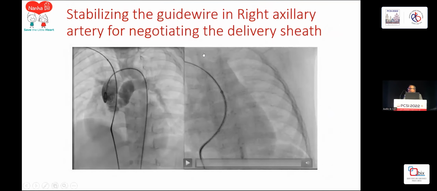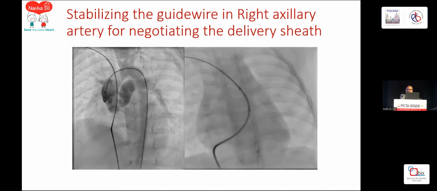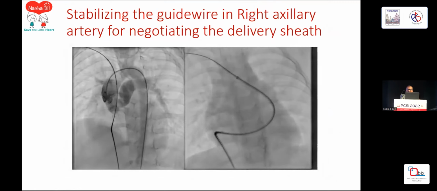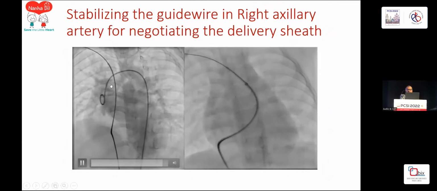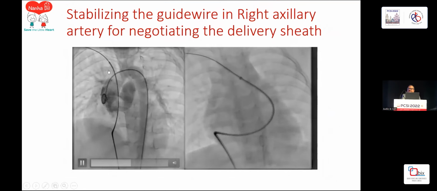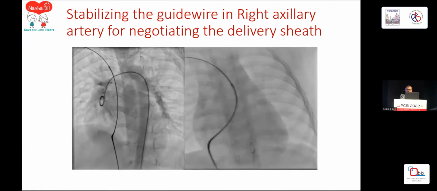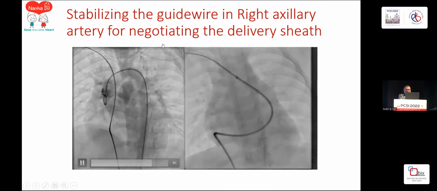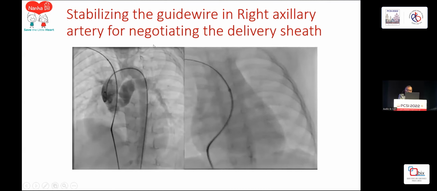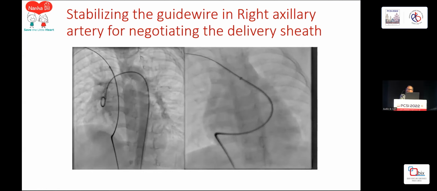Stabilizing the wire loop is very easy, but without a wire loop also we can stabilize the wire for advancement of the sheath. In this particular case, it's a case of aortopulmonary window, and the wire is fixed and stabilized in the right axillary artery. We can see the wire is nicely going there, and the sheath is going smoothly by fixation of that wire in the axillary artery.